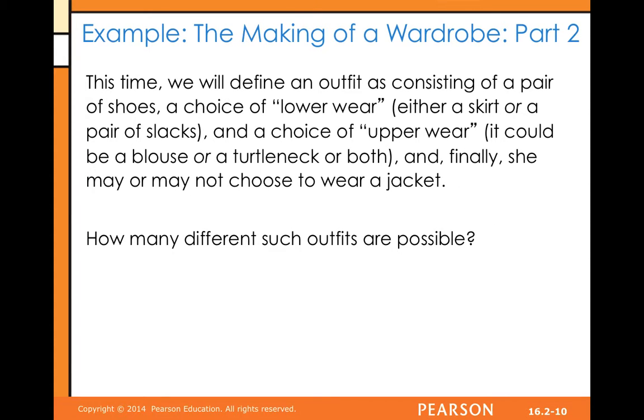Okay, this time we will define an outfit as consisting of a pair of shoes, a choice of lower wear, so she can wear either a skirt or a pair of slacks, and a choice of upper wear. She can either choose a blouse or a turtleneck, or she can wear both. And finally, she can either choose to wear a jacket or not.